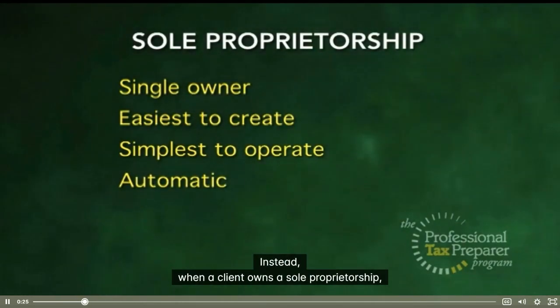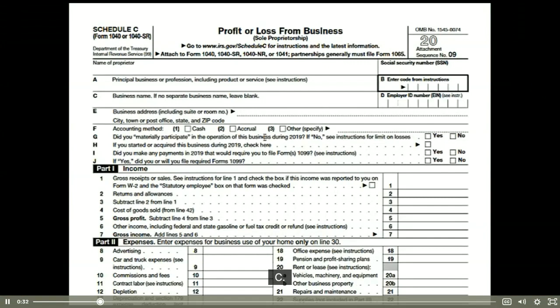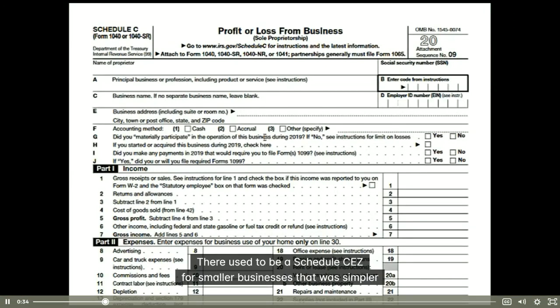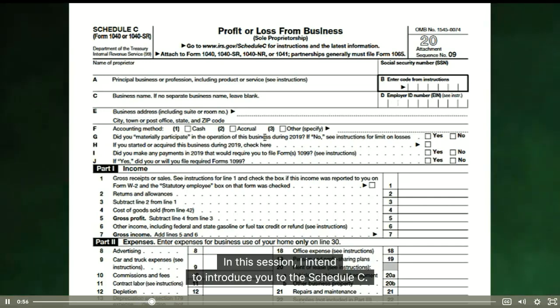When a client owns a sole proprietorship, you will report the net income or loss of the business on Schedule C. There used to be a Schedule CEZ for smaller businesses that was simpler to use, as long as expenses did not exceed $5,000. However, beginning in 2019, Schedule CEZ has been eliminated by the IRS. You will have to refer to Module 3 for a more detailed explanation of Schedule C. In this session, I intend to introduce you to the Schedule C.